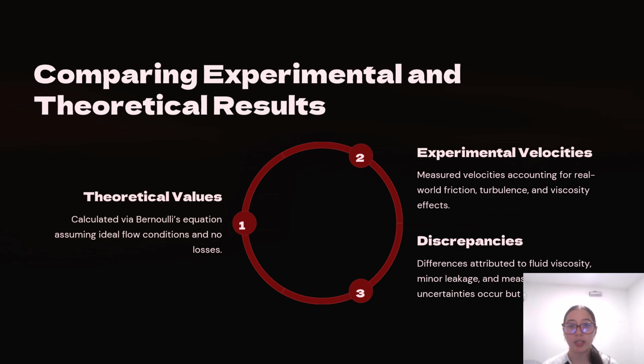Comparison of experimental and theoretical results. Theoretical values are calculated using the Bernoulli equation. Experimental velocities are measured taking into account the real effects of friction, turbulence, and viscosity. Discrepancies: differences attributed to fluid viscosity occur.